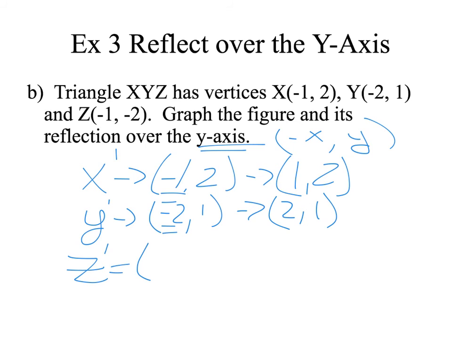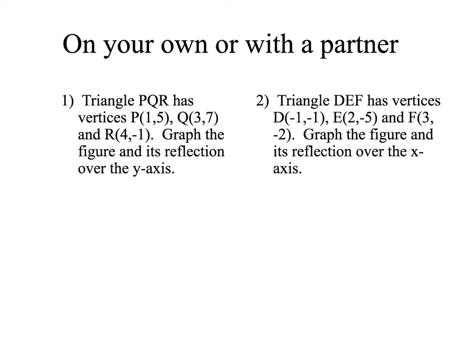For Z prime, the original point was at -1, -2. Changing my x coordinate, the -1 is going to go to +1, and the y value of -2 will stay -2. I'd like you to try these two on your own. One's going over the y-axis, one's going over the x-axis, and then we'll come back and go over them.